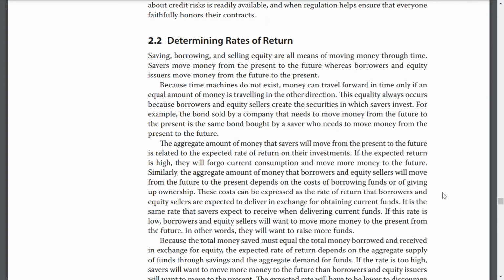This equality always occurs because the borrower or equity seller creates the security in which savers invest. For example, the bond sold by a company that needs to move money from the future to the present is the same bond bought by the saver who needs to move money from the present to the future. The aggregate amount of money that savers will move from the present to the future is related to the expected rate of return on the investment.